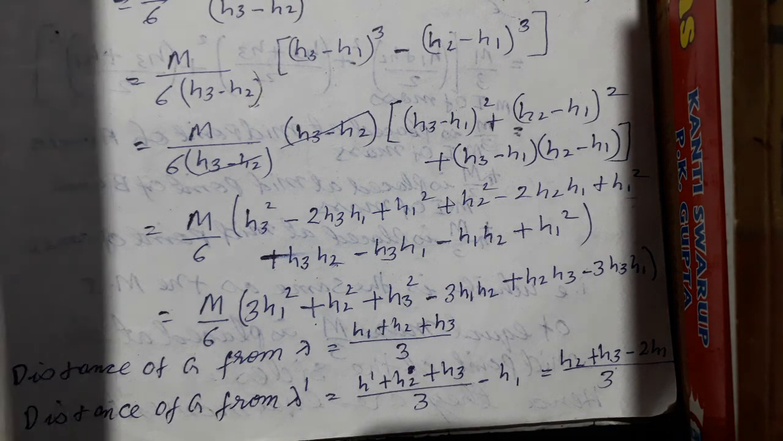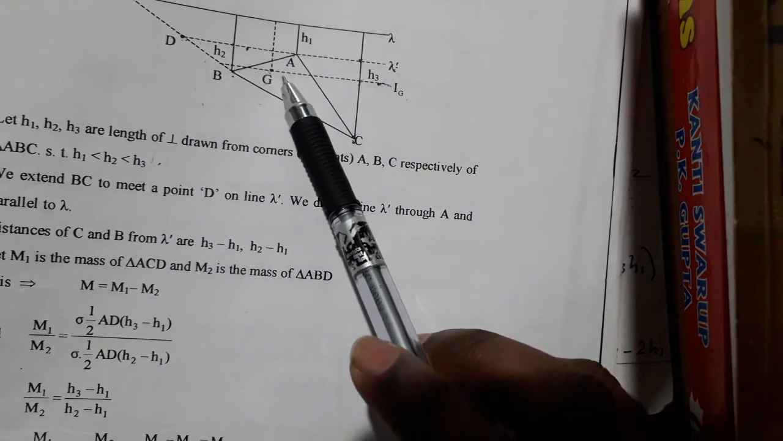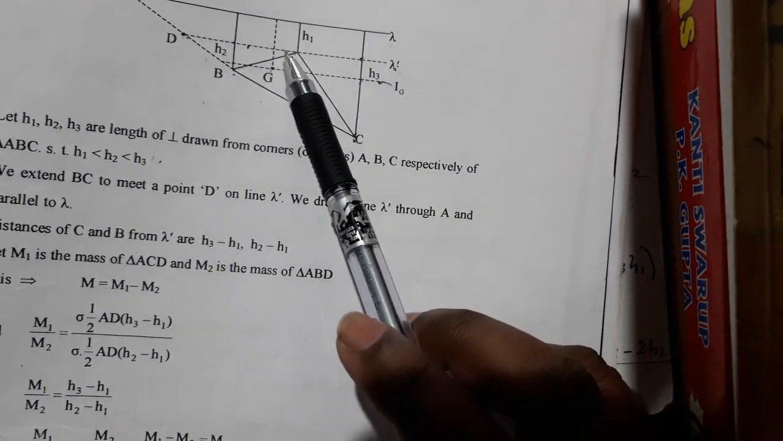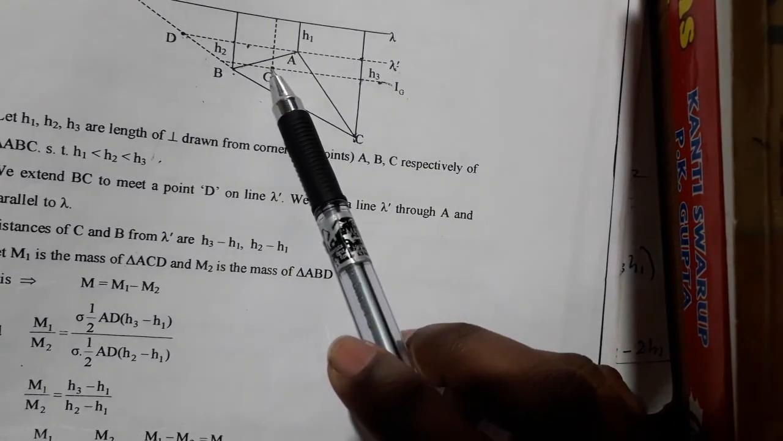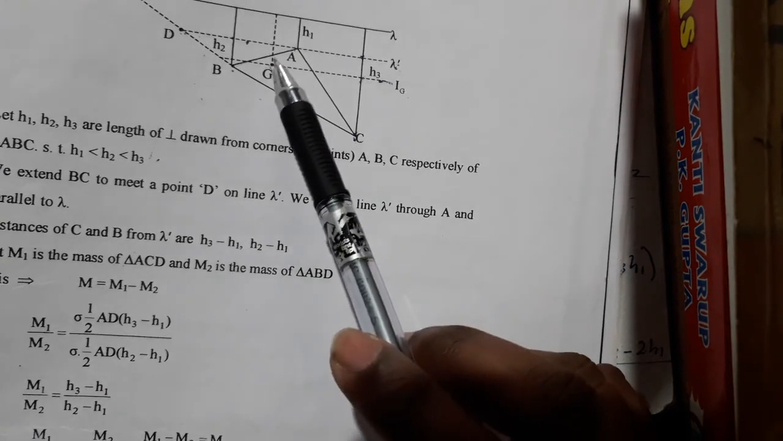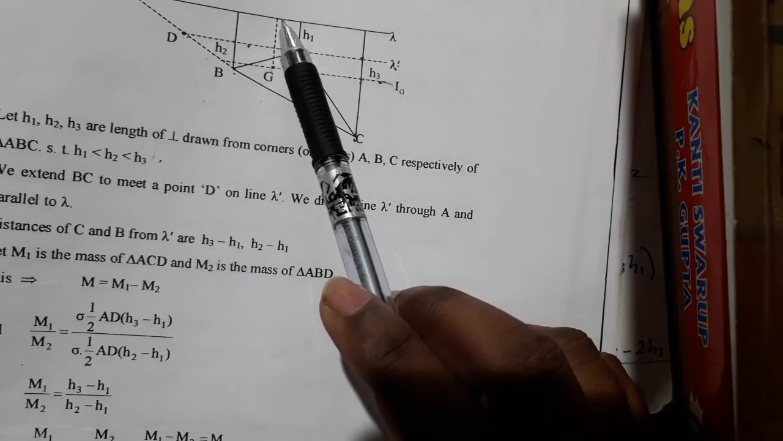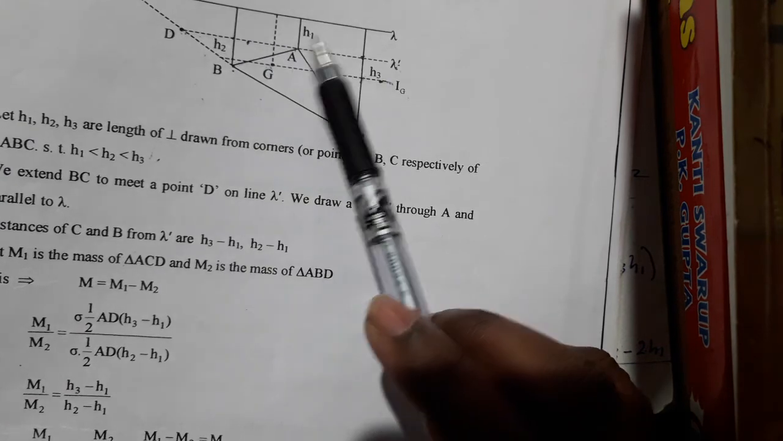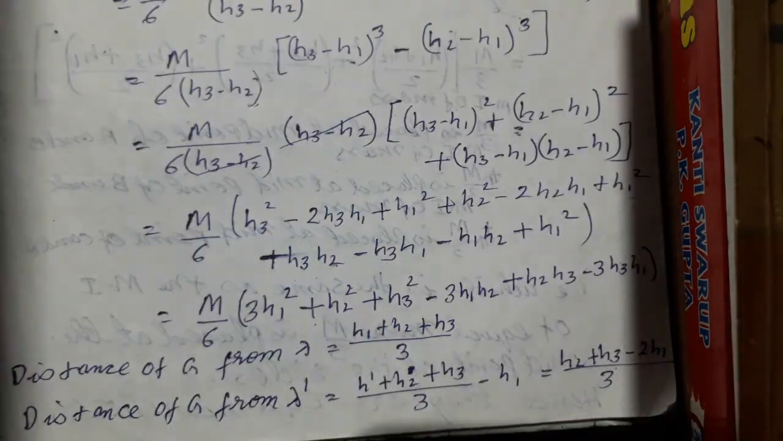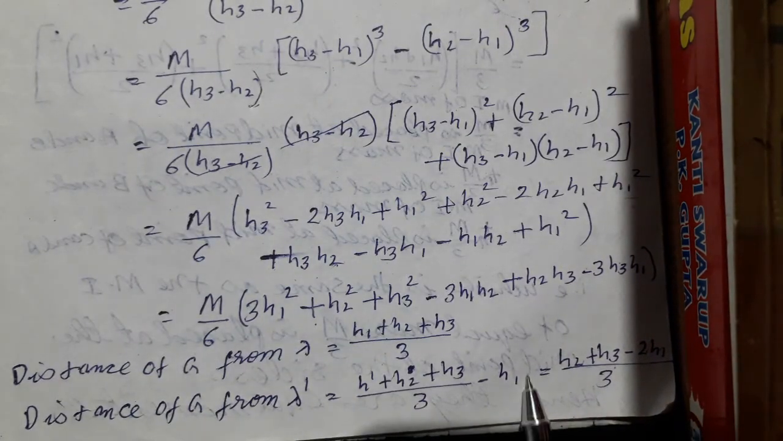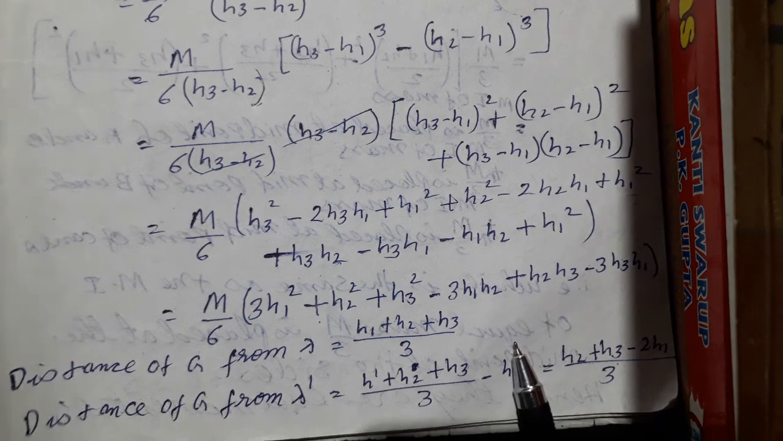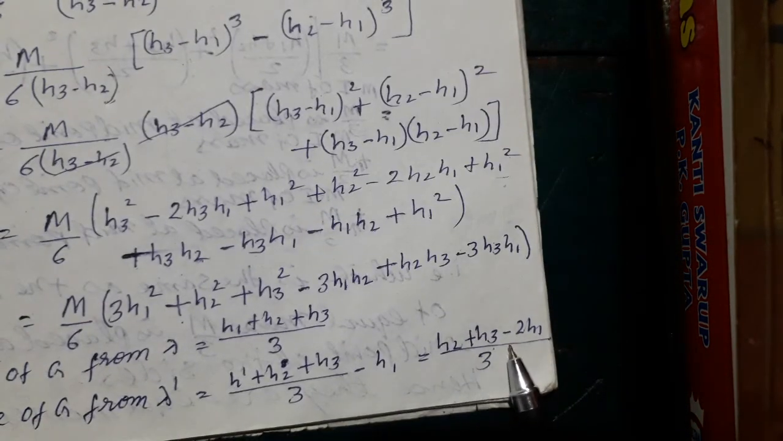In a similar manner, we'll try to find the distance of g from lambda dash. I can take the distance of g from lambda dash to be nothing but the distance of g from lambda minus this distance, which is h1. So the distance of g from lambda minus h1. After that you do the LCM, and we get h2 plus h3 minus 2h1 divided by 3.